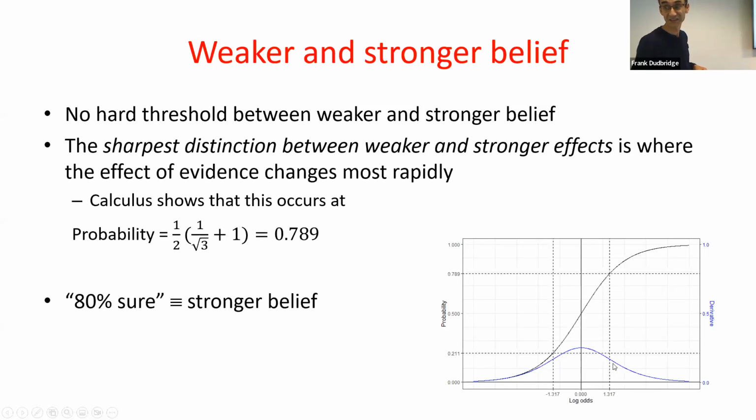Right, so here, this is where the slope of the blue line is maximal. In other words, the slope of this line is changing most rapidly. This is going from a steep slope and it's flattening out, and this is where it's flattening out at the highest rate. Okay, so the log odds are here and the equivalent probability is up there. In other words, it's just under 80%. And I think that matches a bit with intuition. So when you say, oh, I'm 80% sure, that corresponds to a stronger level of belief under this definition.